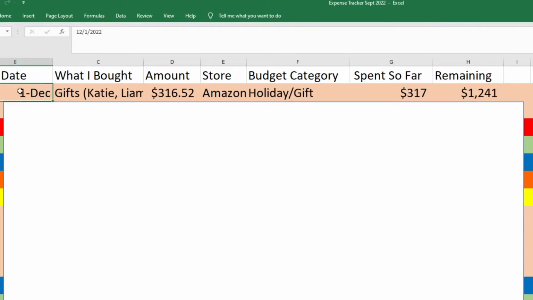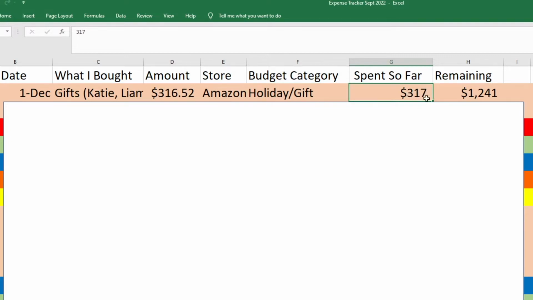So here, this is the date on which I bought everything. This was on December 1st. I bought some gifts on Amazon, or Mark and I bought gifts on Amazon. He bought a few things for me, we bought things for our son Liam, and then I bought some things for my brother and my brother-in-law. So we spent a total of $316.52 on that purchase from Amazon. That came out of our holiday and gift category. So the total amount that we've spent so far in that category is $317.